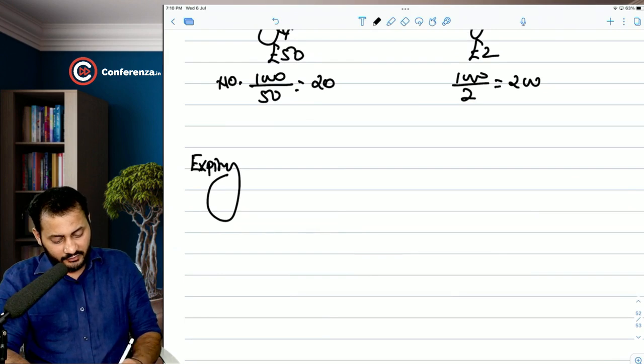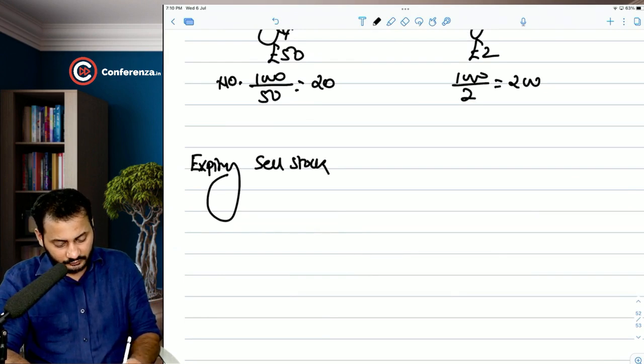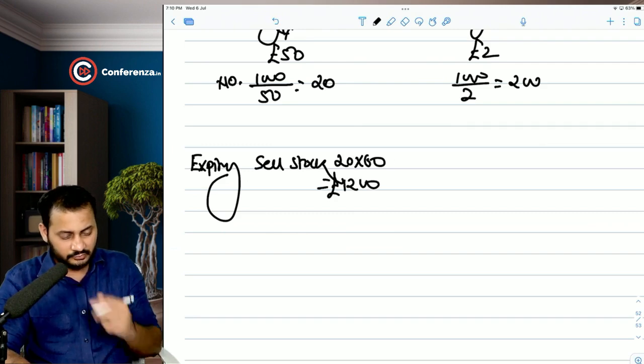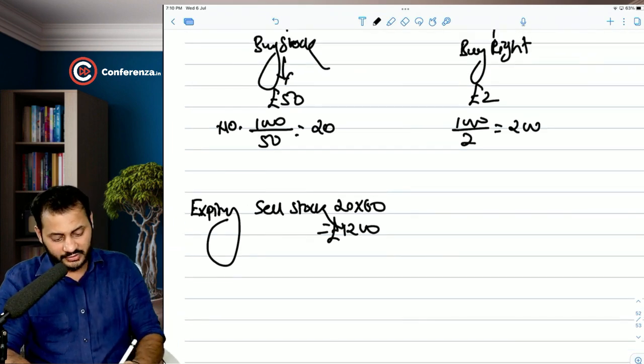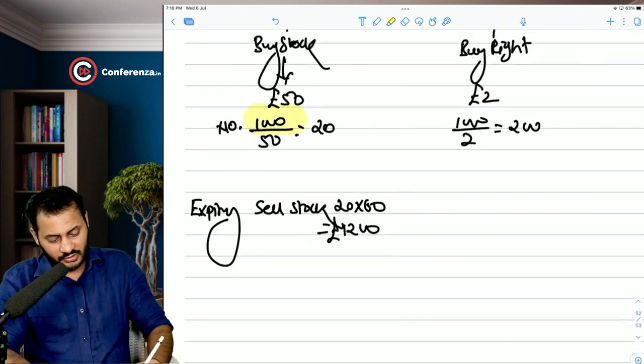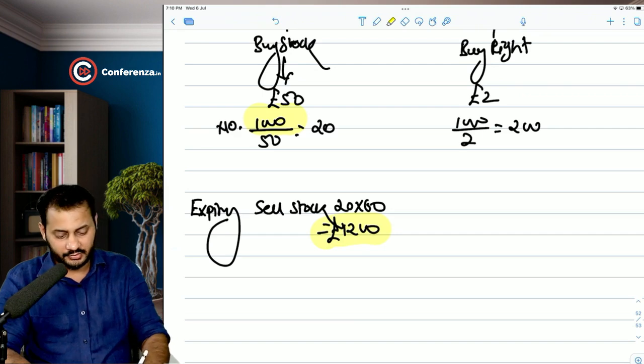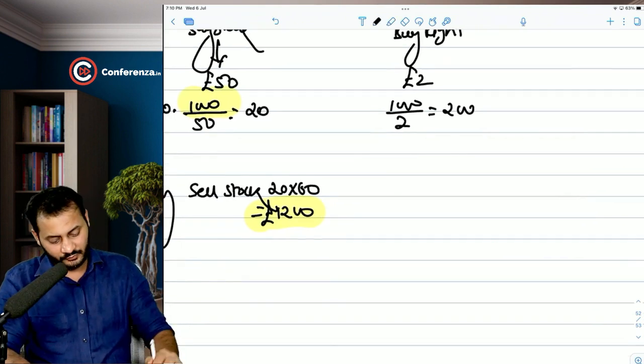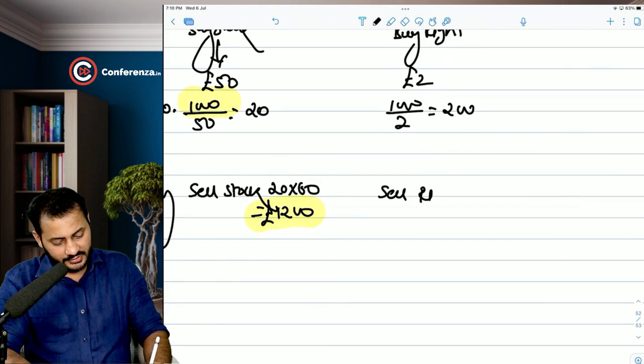So at expiry, we will sell stock, 20 into 60, and we will get around 1200 pound. How much was the investment? 1000. How much is the redemption? 1200. In the second case, we will sell rights.